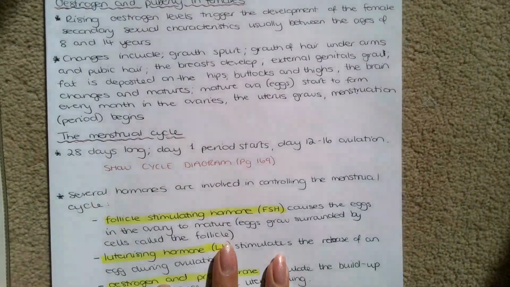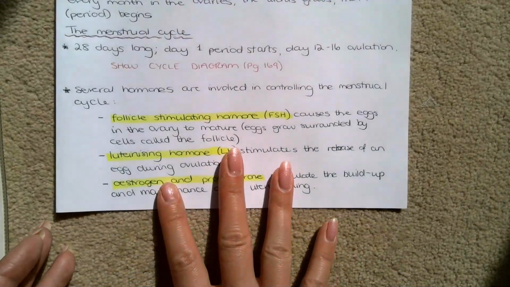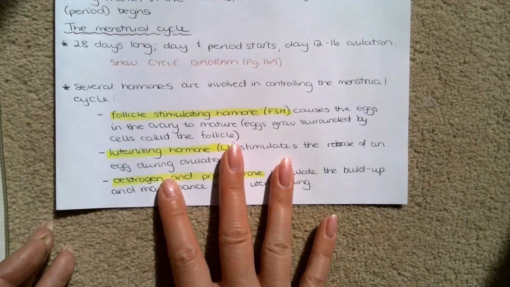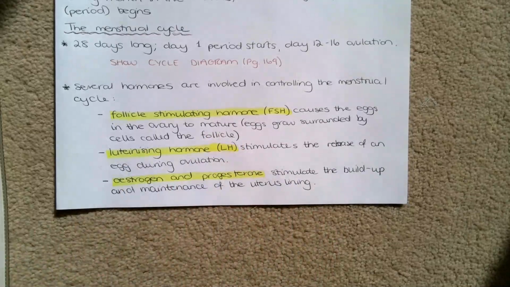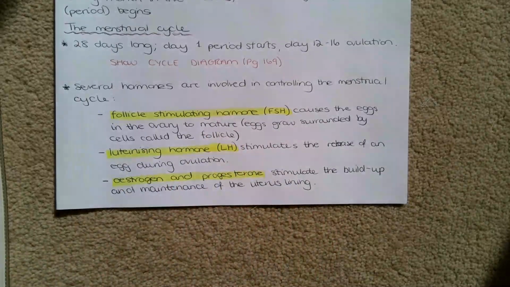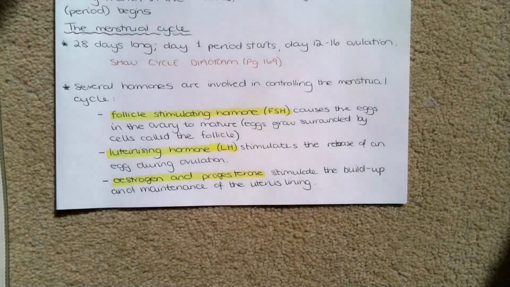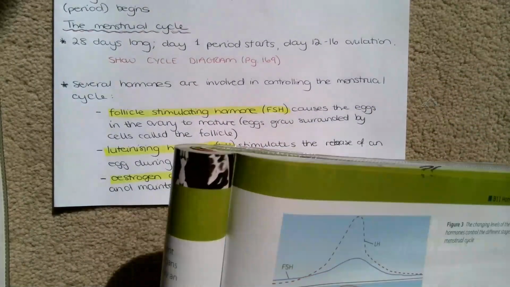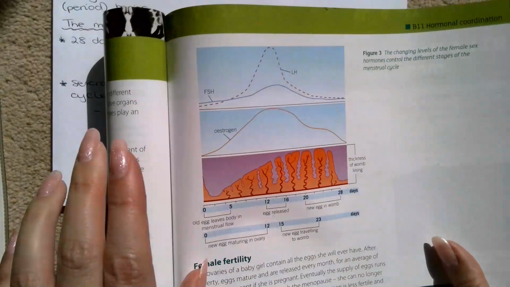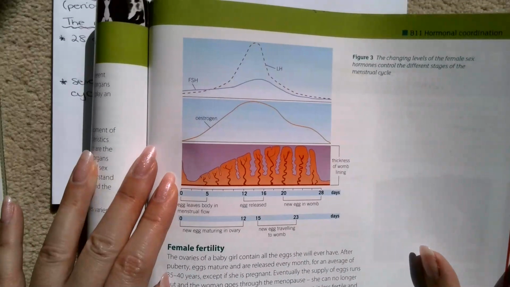So we're going to look at the menstrual cycle in a little bit more detail, and we've got a whole other topic on it next lesson. It's 28 days long, and day 1 is when the period starts, and day 12 to 16 is ovulation. Ovulation is when an egg is released. I'm just going to show you a quick diagram. Again, pause it if you'd like to.